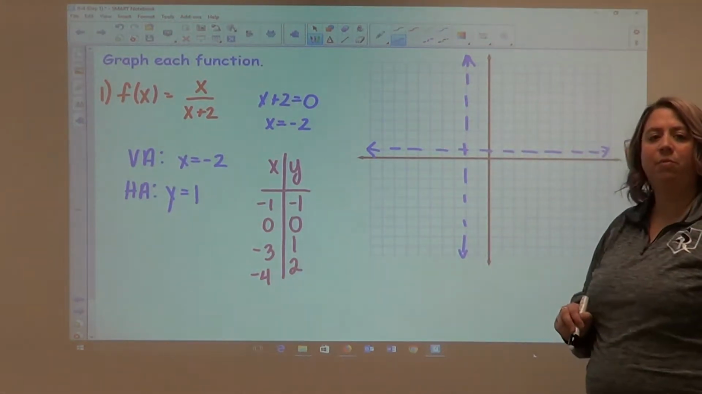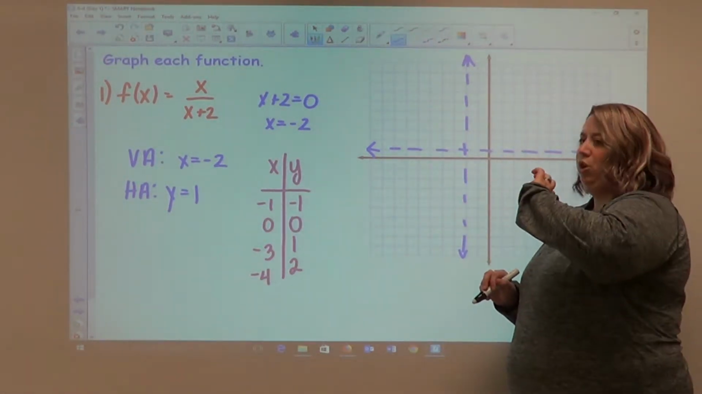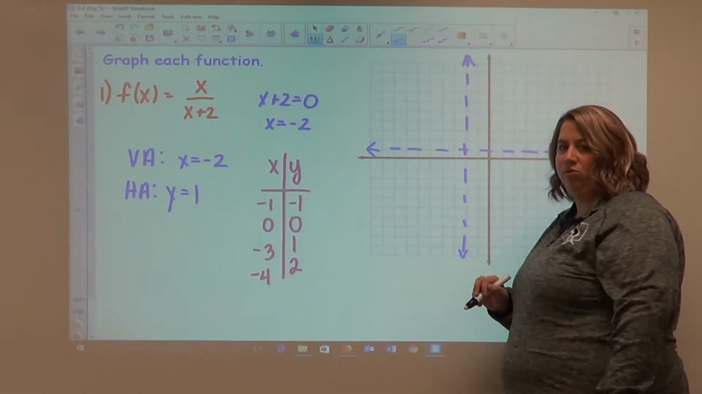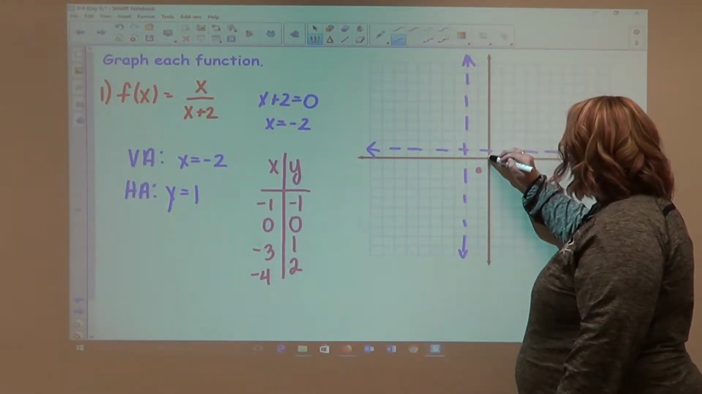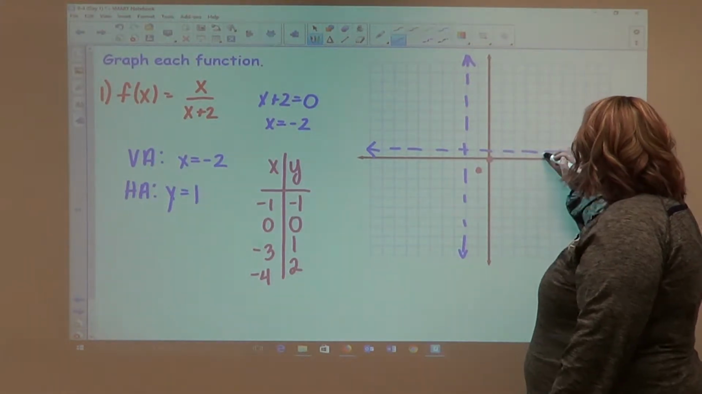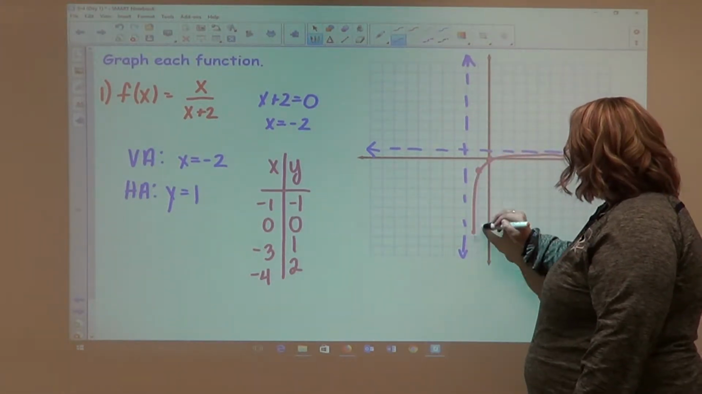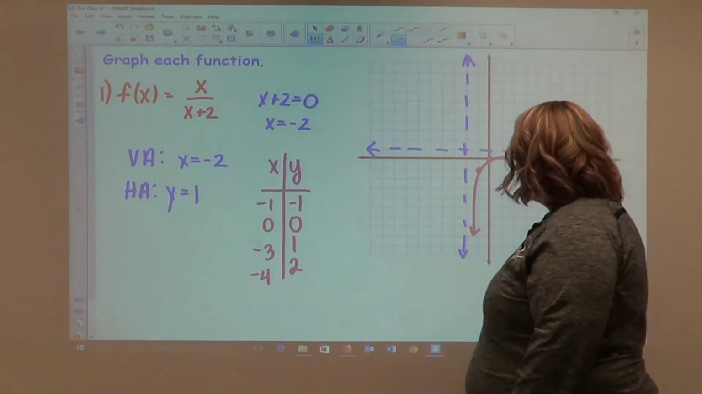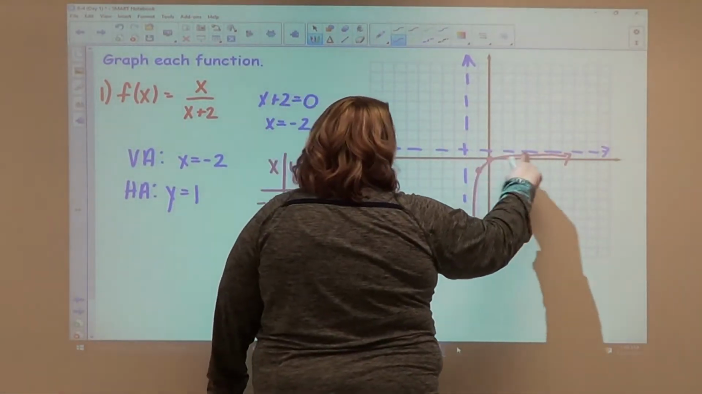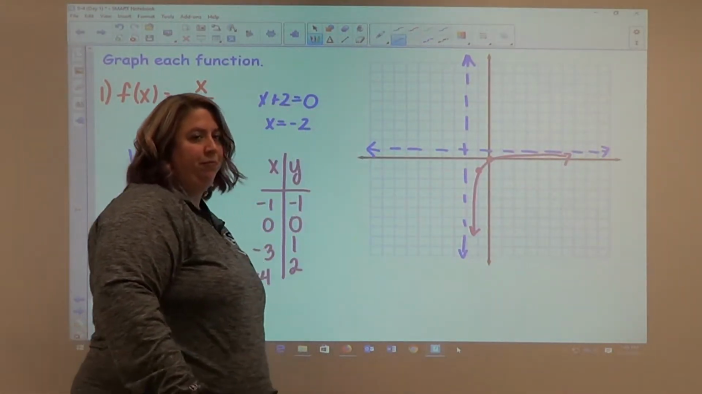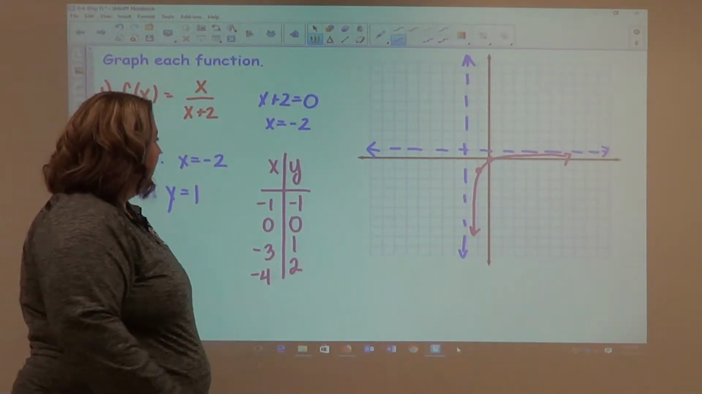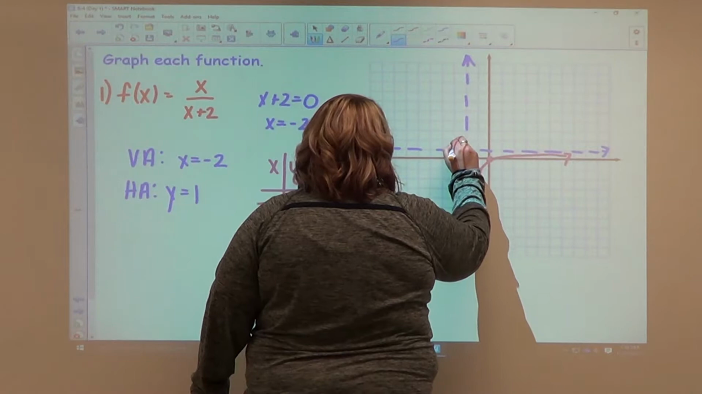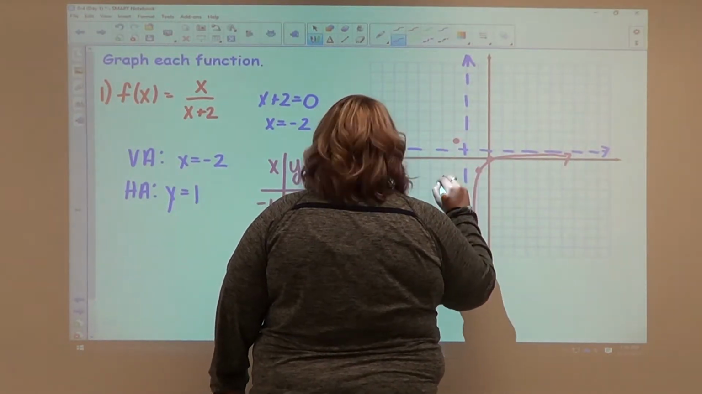Okay, when you're plotting the points, just like before, when you connect them, they curve close to those dashed lines. So -1, -1, 0, 0. So these two, when I connect them, they curve, and they get close to these dashed lines, but they never cross them. Then my other points, -3, 1, and -4, 2.